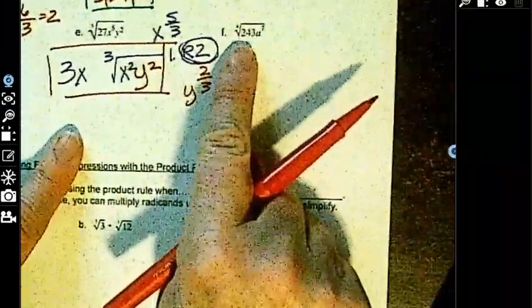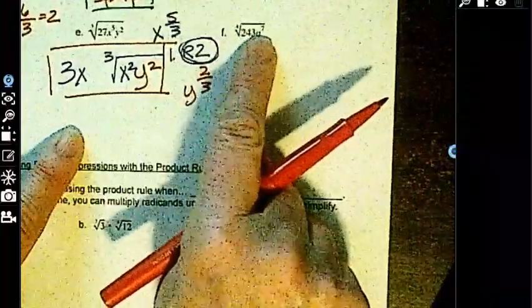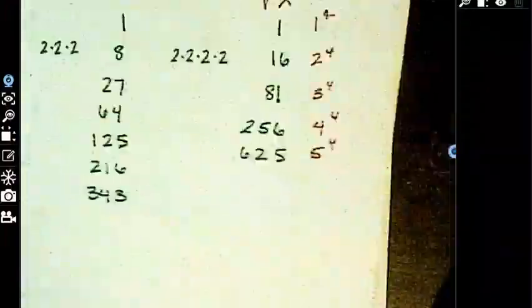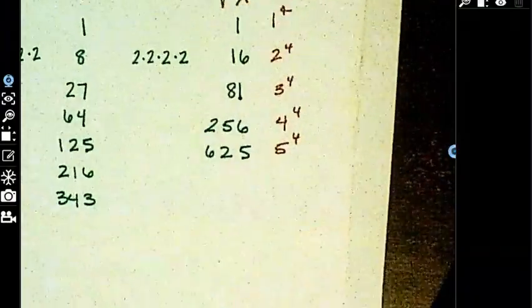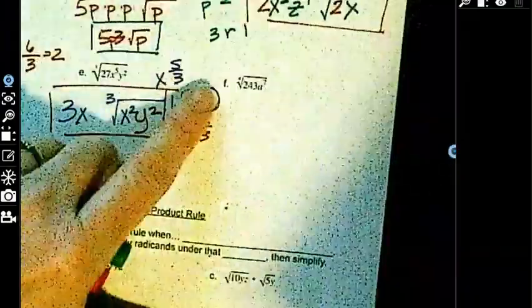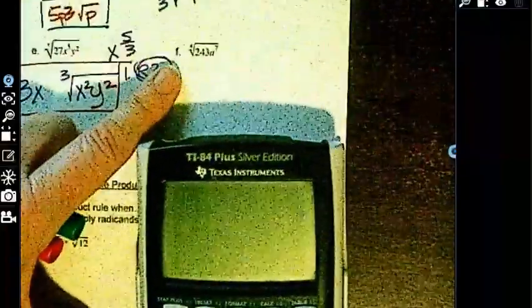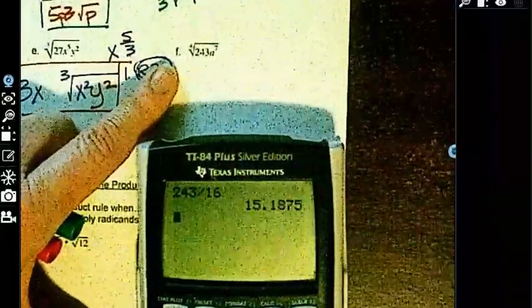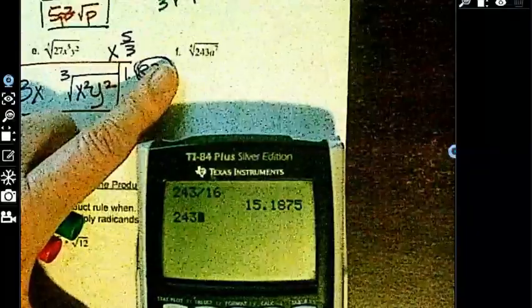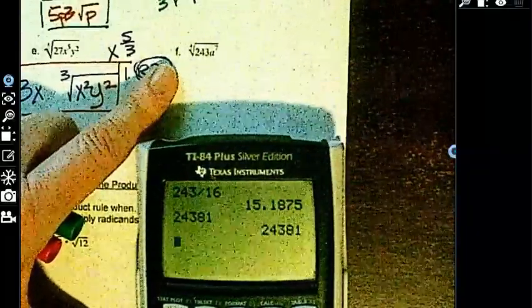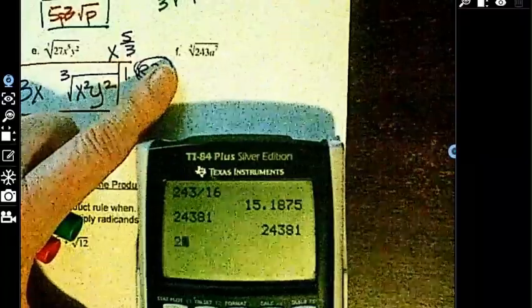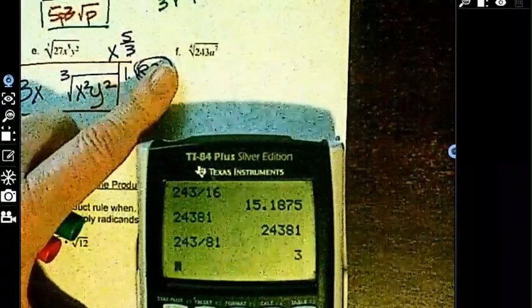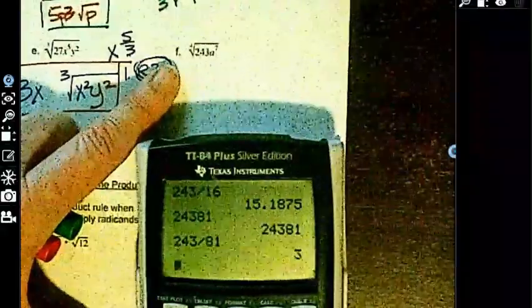All right, last one. The fourth root of 243, a to the 7th. Well, I look at my perfect fourth roots and I say, is any of these a factor of 243? And I don't know. I could start dividing. Okay, so batteries are low. Sorry. So I take 243 and I divide it by 16. Is that divisible? No. I say, is it divisible by 81? 243 divided by 81, and I get 3. Yes.